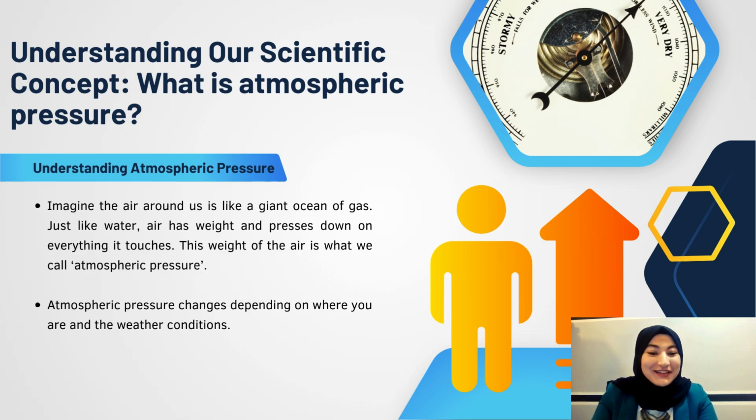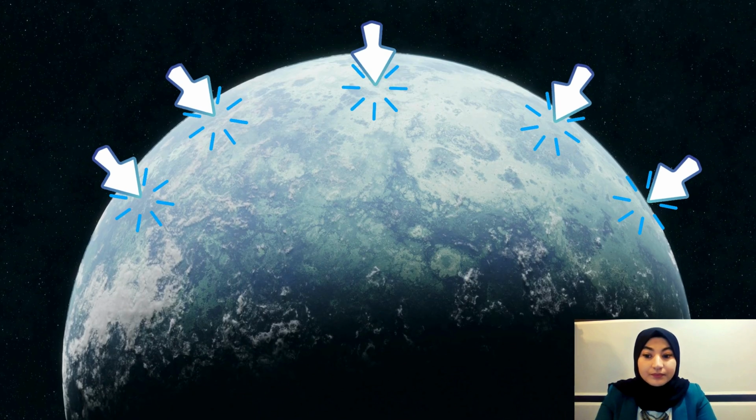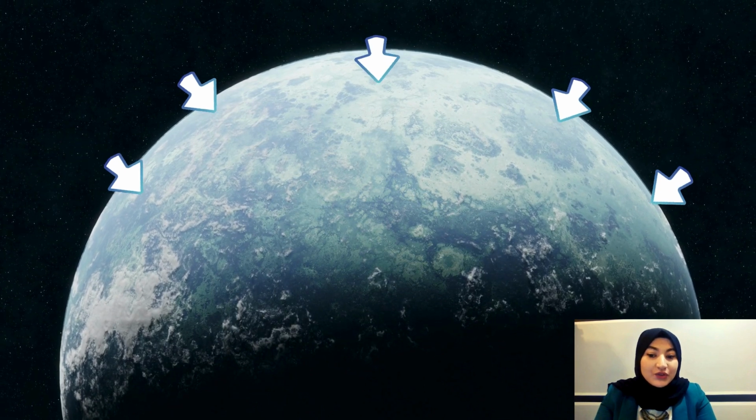Now we need to understand our scientific concept. What is atmospheric pressure? We need to delve deeper into atmospheric pressure. Imagine the air around us like a huge ocean of air. Just like water, air has weight and presses down on everything it touches, which we call atmospheric pressure.